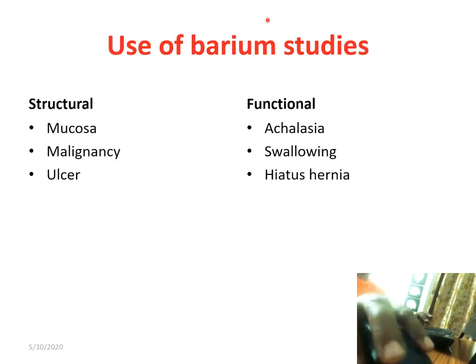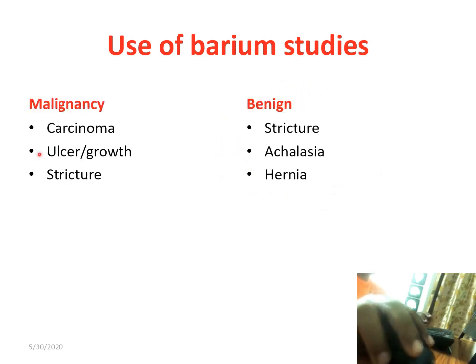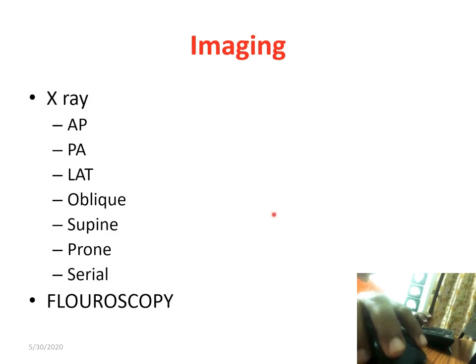So there are various uses of barium studies. They may be structural, where you study the mucosa, malignancy, and ulcer. Sometimes you study motility, achalasia, swallowing, and hiatus hernia. Mostly used for malignancy like carcinoma, ulcers, growths, and strictures. Benign conditions you can also see are strictures, achalasia, and hernia.